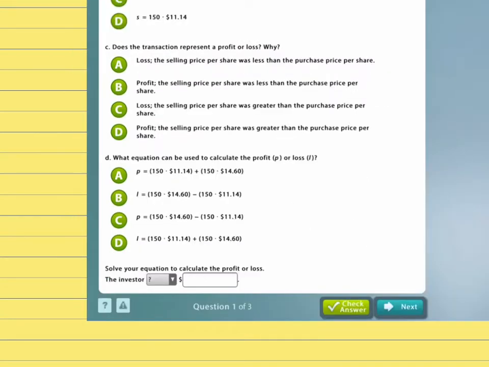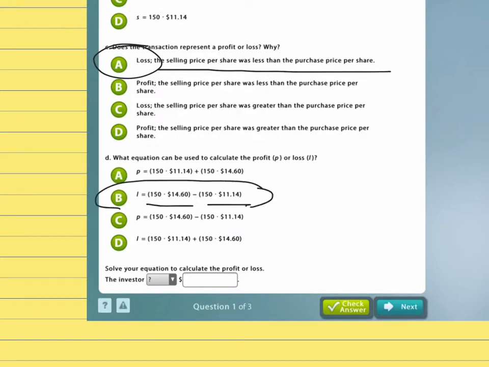So part C, does this transaction represent a profit or a loss? As explained before, it's a loss because the selling price was less than the purchase price, so it is definitely a loss. And how would we calculate the loss on this? Well, you take the total money he paid for it, which would be here, and then you subtract the total money he sold it for, which would be here. So B would be the proper equation to find out his total loss. You're comparing the cost to what he sold it for, and so you figure that out, and then your answer here would be here.